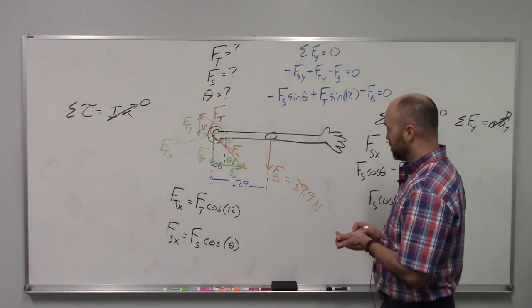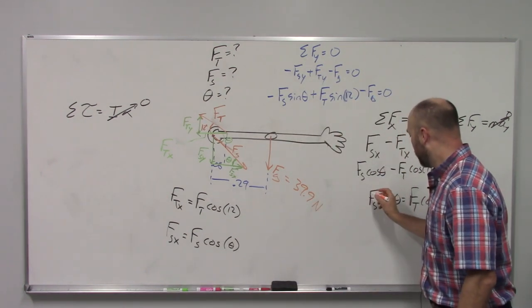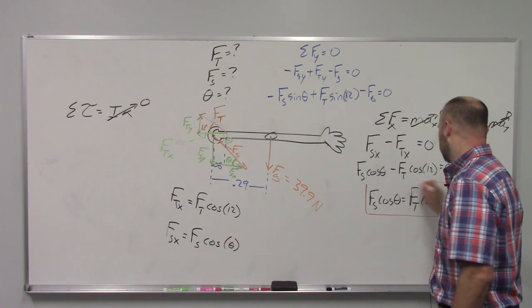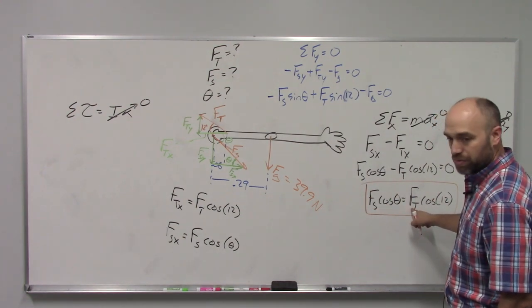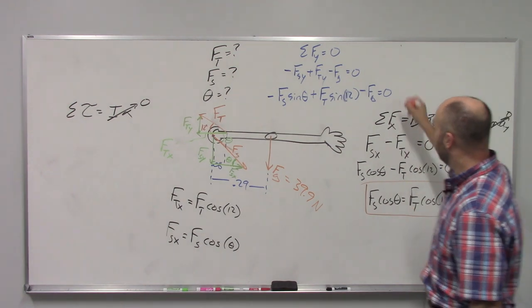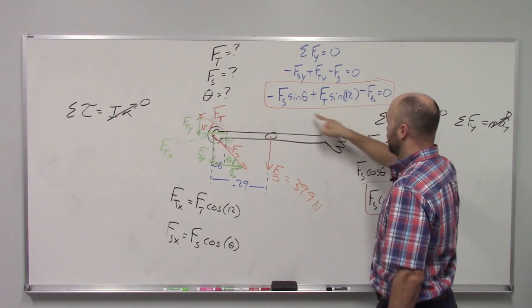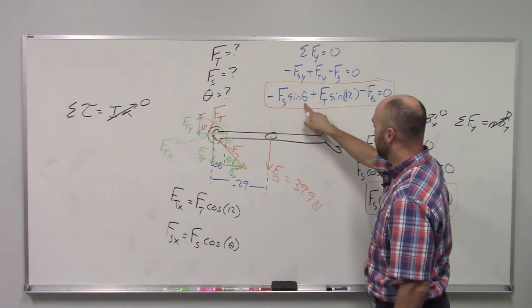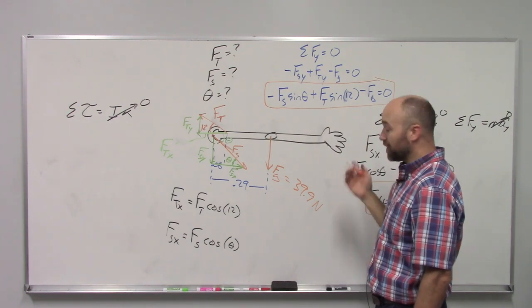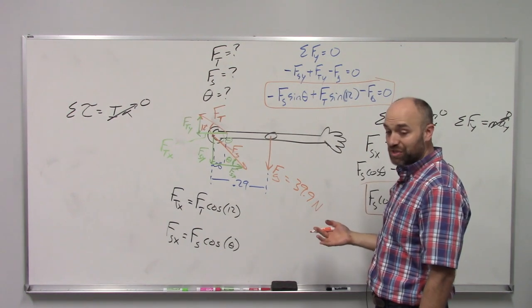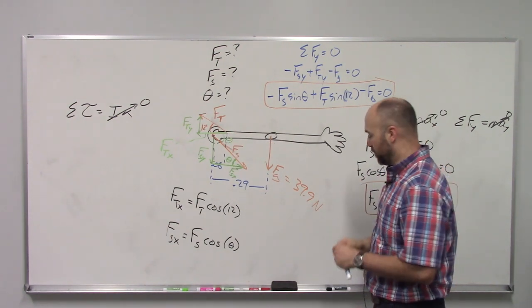Okay, so just notice what we have here. We have this equation that has 1, 2, 3 unknowns. We have this equation that has 1, 2, 3 unknowns. Same three. So we've got 2 equations, 3 unknowns. We just need one more equation. That's when we go over here.